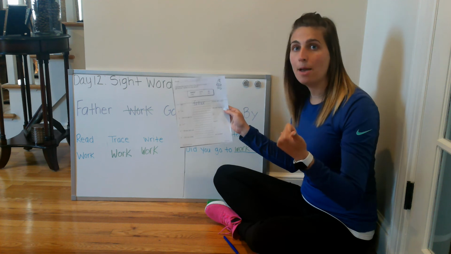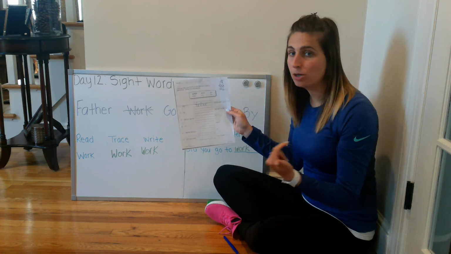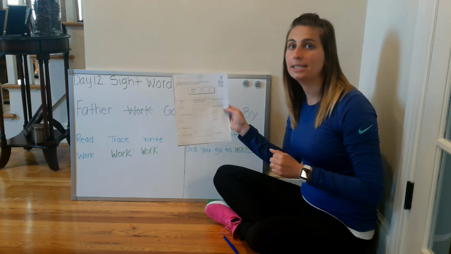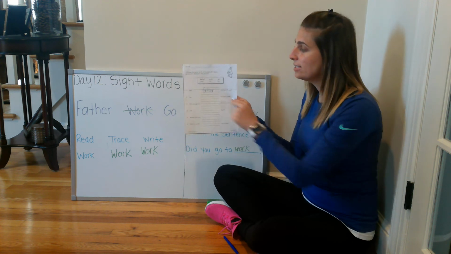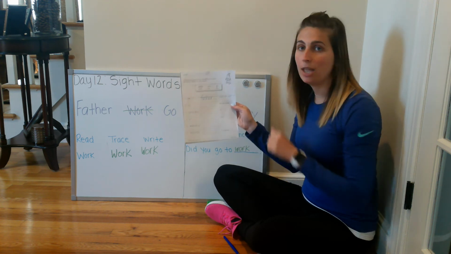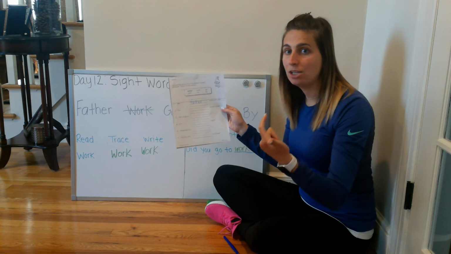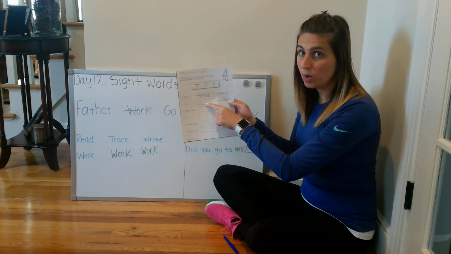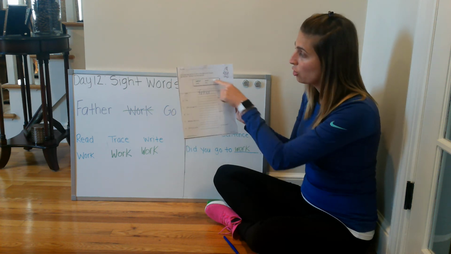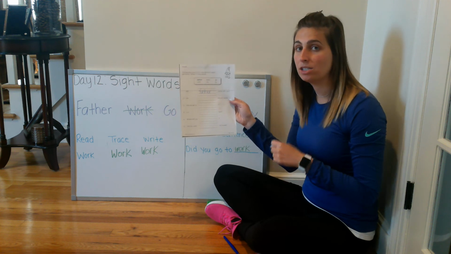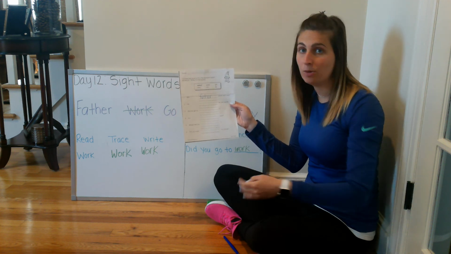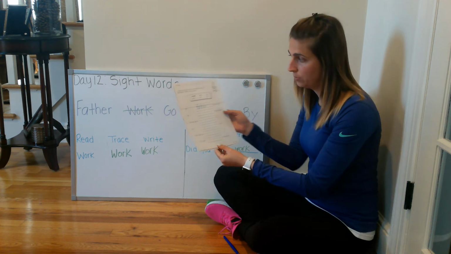If it does not make sense and it does not sound correctly, you move on to the next sight word until you find the sight word that fills in the blank that makes sense and sounds correctly. Once you write that sight word on the blank, you're going to cross it off on your word bank to let you know that that sight word cannot be used anymore.